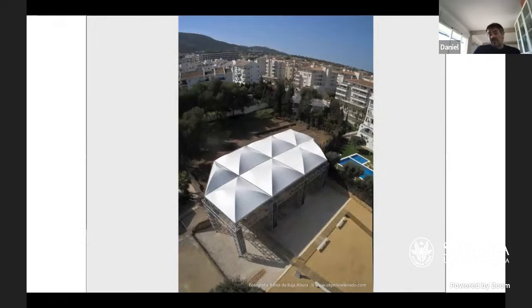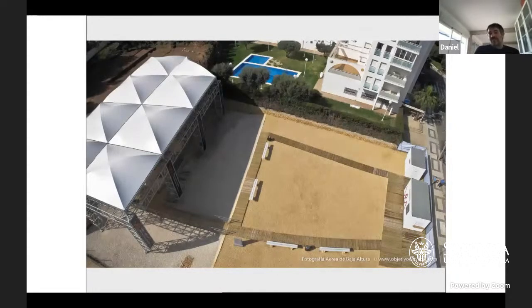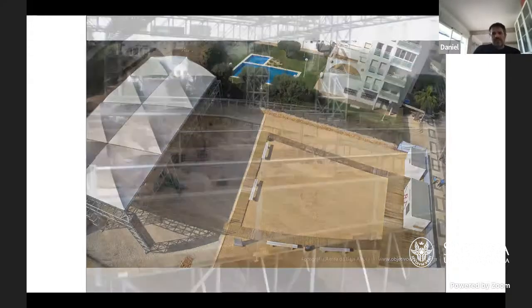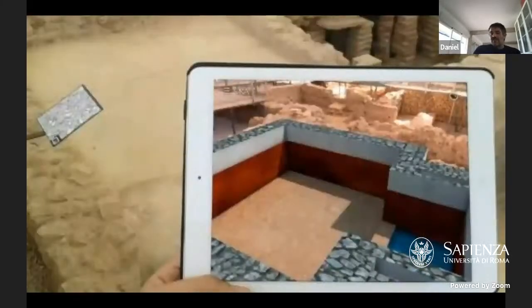In fact, in 2009, more than 10 years ago, we developed on this site what was at that time the first augmented reality app to visit an archaeological site in Spain. One of these slides should be exactly and this app is still working today, although I must recognize it probably needs an update and a lifting, but I think this is completely normal. Okay.